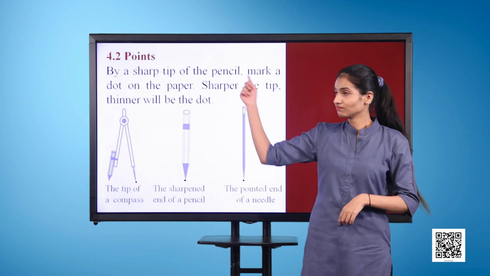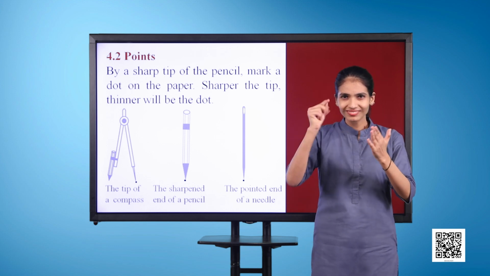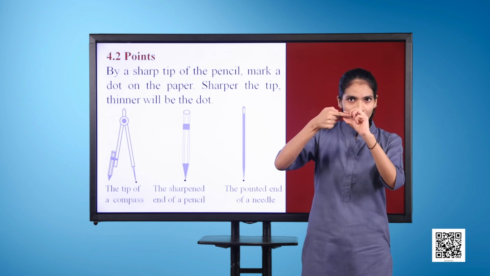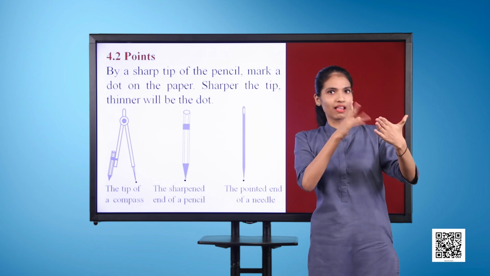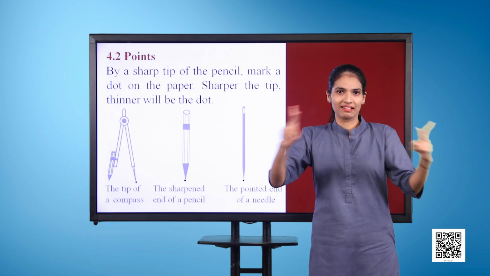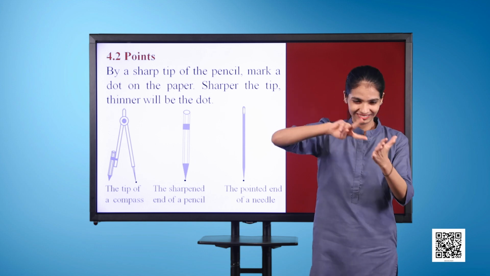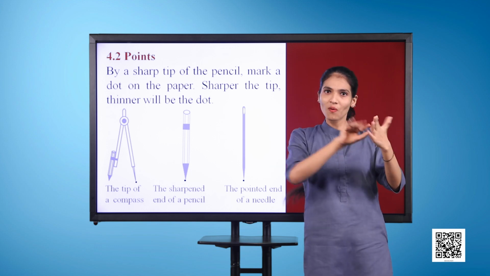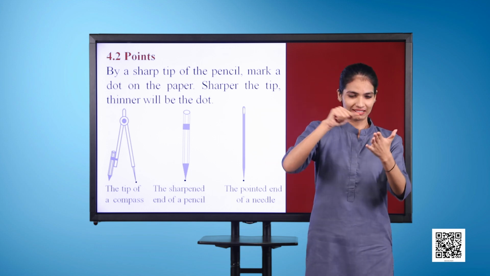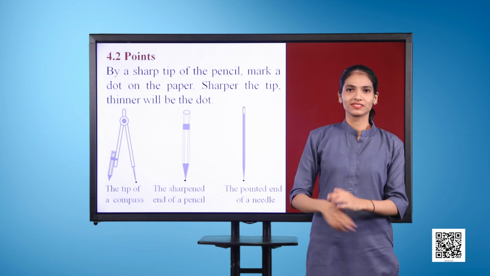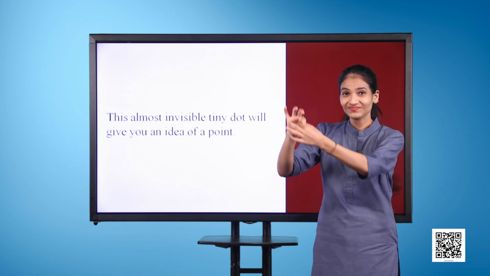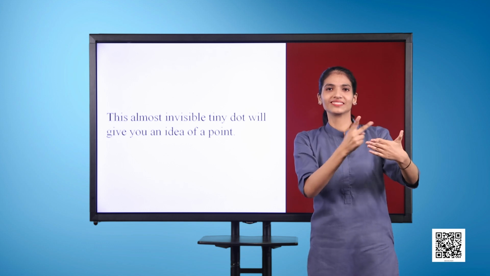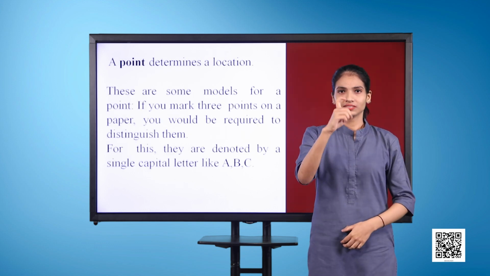4.2 Points. By a sharp tip of the pencil, mark a dot on the paper. Sharper the tip, thinner will be the dot. Here we see 3 different pictures. The first shows the tip of a compass. The second one shows the sharpened end of a pencil. And the third one represents the pointed end of a needle. This almost invisible tiny dot will give you an idea of a point. Page 70.